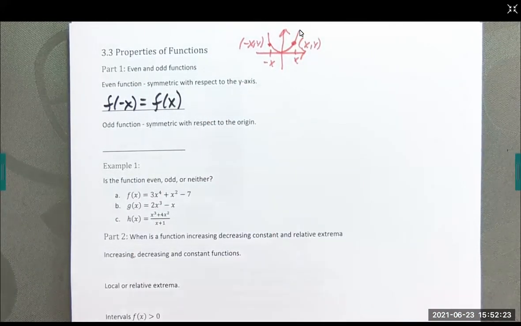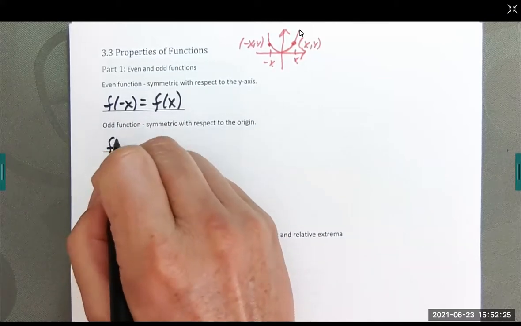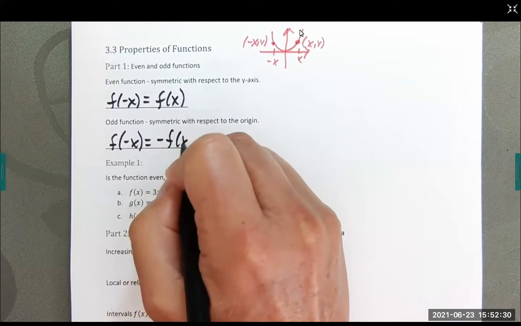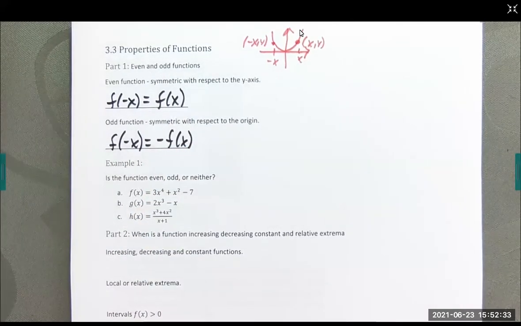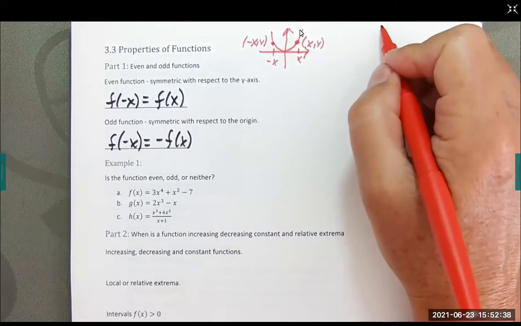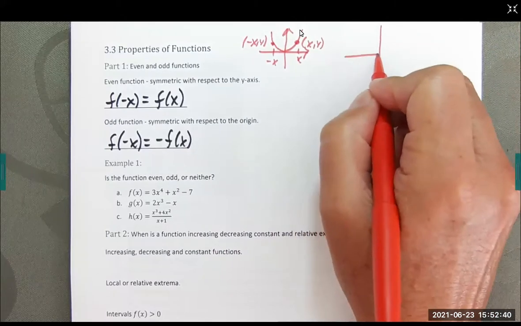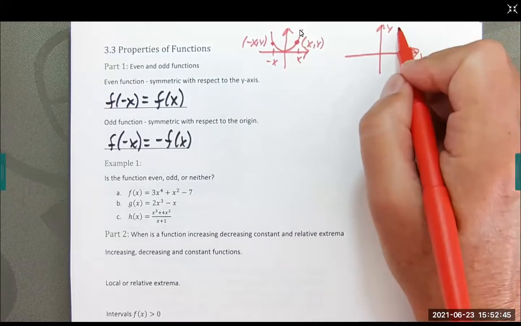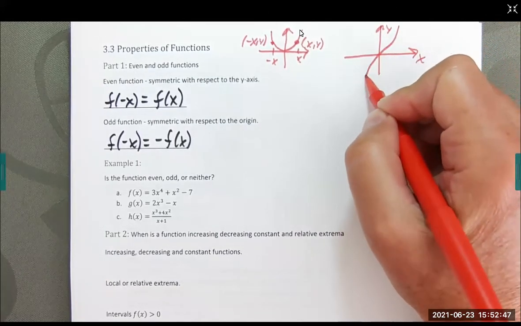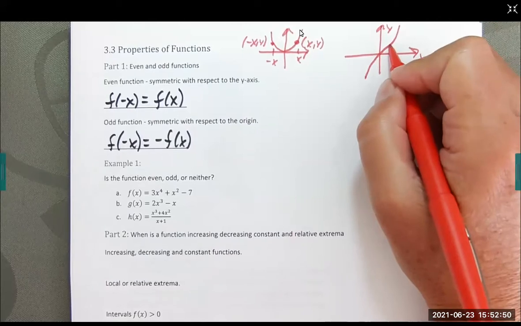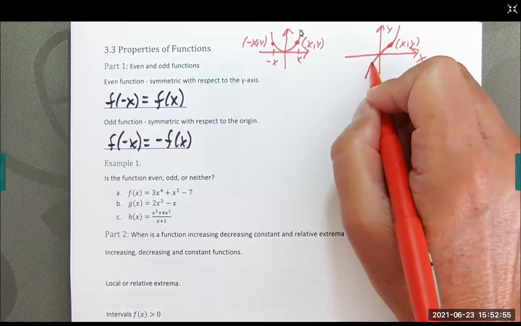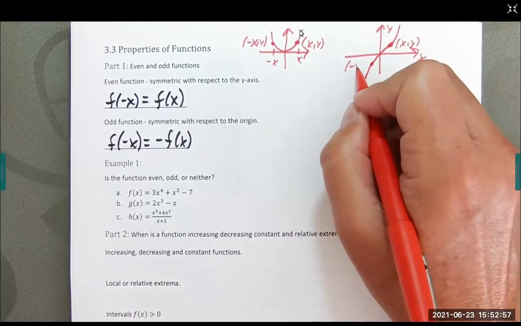Versus an odd function, which means if the x turns negative, the y also turns negative. Just a little picture up here to show you what I mean by that. We have a graph that does something like this. I have a point here, x, y. This point here at negative x is negative x, negative y.